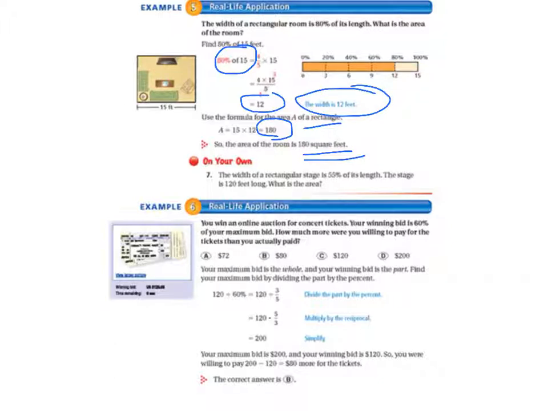And example 6, another real-life application. You win an online auction for concert tickets. Your winning bid is 60% of your maximum bid. How much more were you willing to pay for the tickets than you actually paid? So it says that your winning bid was $125, and that's kind of hard to see on here, so I will write it.